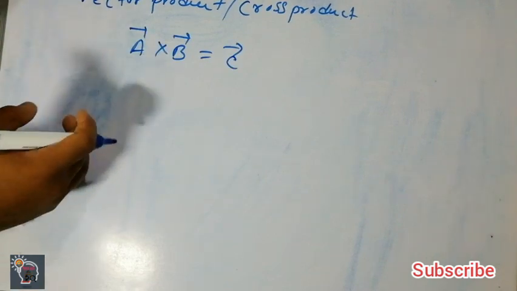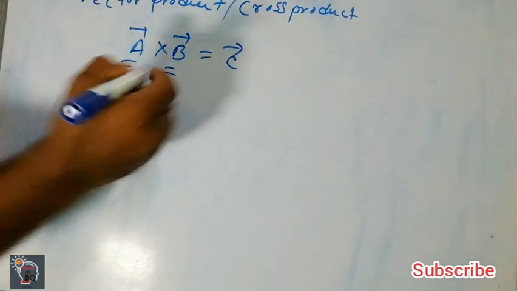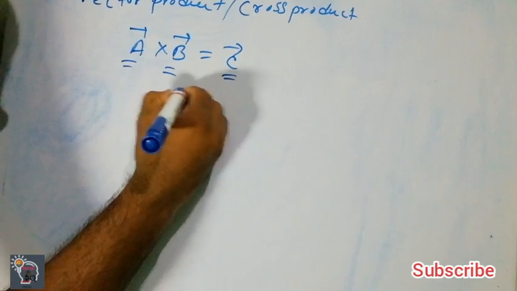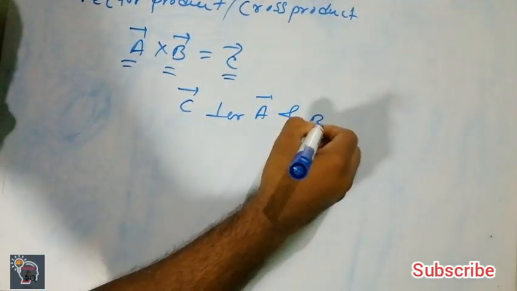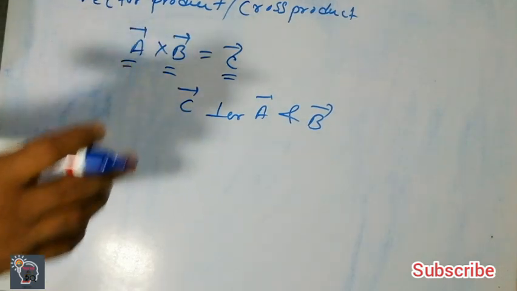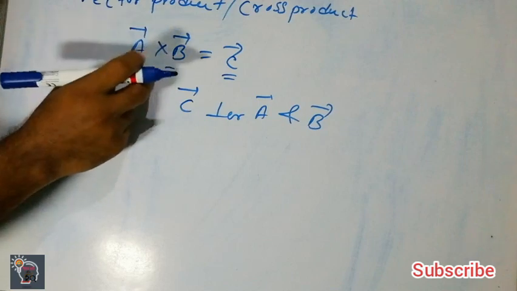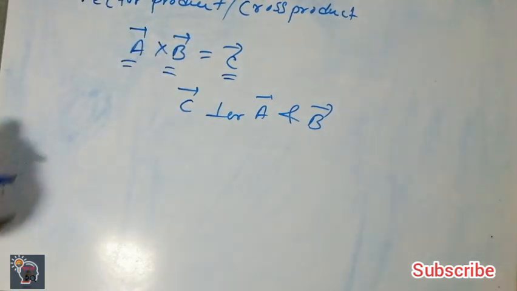If we take the vector product between two vectors a and b, it gives you another vector c, and you must know that the c vector is perpendicular to both a vector as well as b vector. So if a question asks you to find a perpendicular vector of two vectors, then you must do the vector product between the given vectors. Okay.